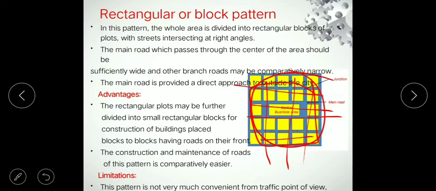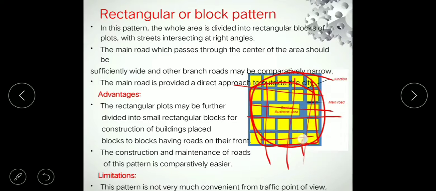Now what are the advantages of this type of pattern? The rectangular plot may be further divided into small rectangular blocks for the construction of buildings placed back to back, having roads on the front. Okay, this may be the first great advantage. This pattern has been adopted in many cities, and the construction and maintenance of this road pattern is comparatively very easy.